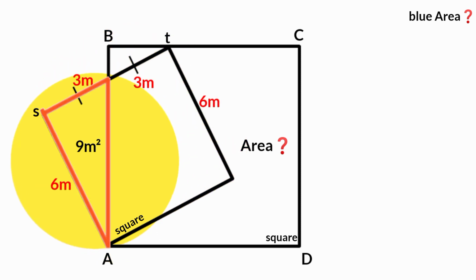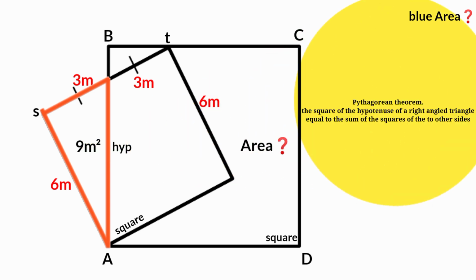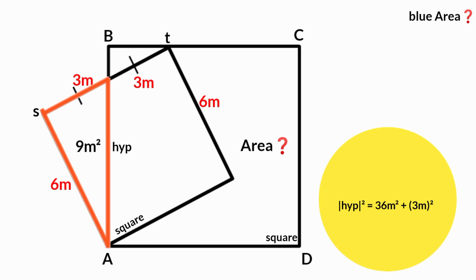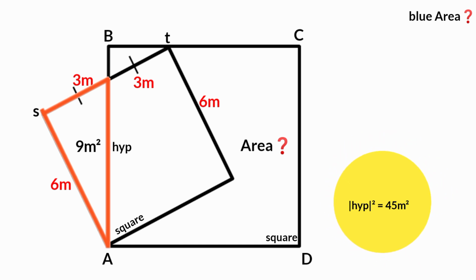Now say from this triangle, this is its hypotenuse because it is the side facing the right angle. Recall the Pythagorean theorem states that the square of the hypotenuse of a right angle triangle is equal to the sum of the squares of the two other sides. So based on that, the square of this hypotenuse here must be equal to the square of this plus the square of this. That is, hypotenuse squared equals 6 meters all squared plus 3 meters all squared. 6 meters all squared is 36 meters squared, and 3 meters all squared is 9 meters squared. That 36 meters squared plus 9 meters squared is 45 meters squared. So hypotenuse squared equals 45 meters squared.